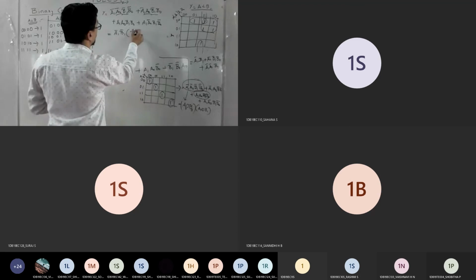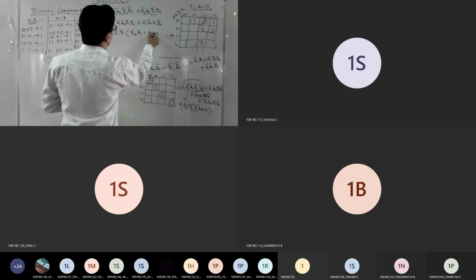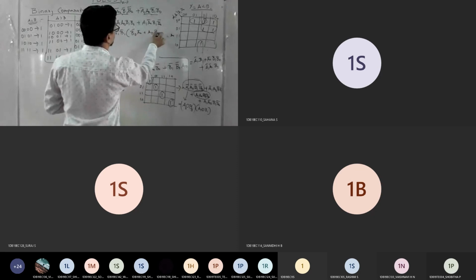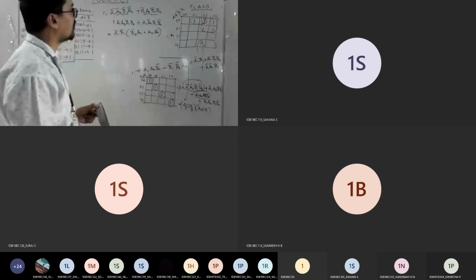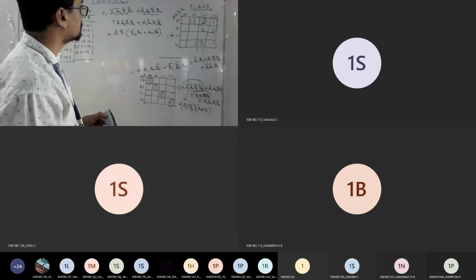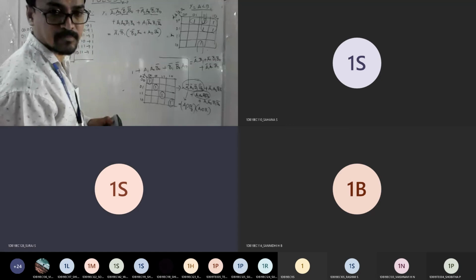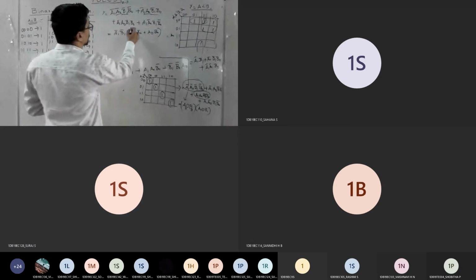So it's B0 bar, A0 bar plus A0, B0. Is it what it looks like? Is it correct what I wrote? Everyone, is it correct? Yes.